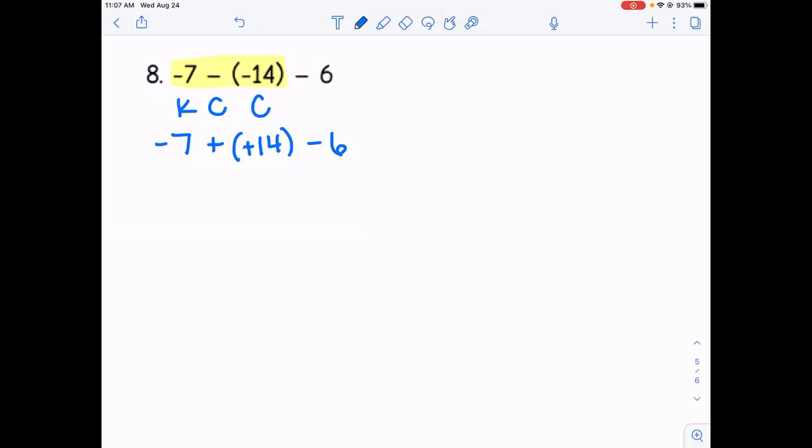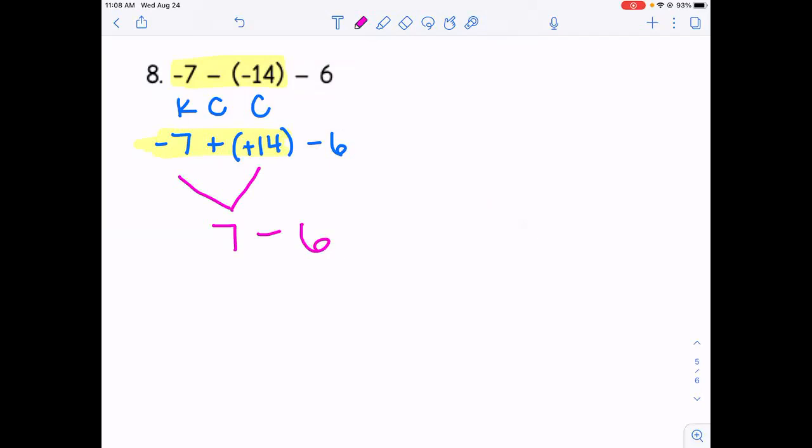Okay, all right, so we have -7 plus 14. Now we're adding with different signs, so we're going to subtract the numbers. What happens when we take -7 plus 14? What do we get? 7. So now we have 7 minus 6.